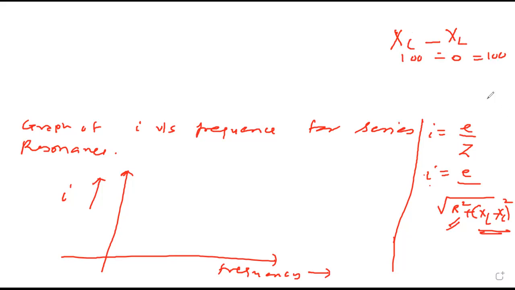Correct. Now I'm increasing the frequency. So XC will start decreasing: 90, 80, 70, 60, 50, 40, 30, 20, 10, finally 0. And XL will start increasing: 10, 20, 30, 40, 50, 60, 70, 80, 90, 100. Now what about the difference? What is 90 minus 10? 80. So the denominator has decreased, before it was 100, now it is 80.